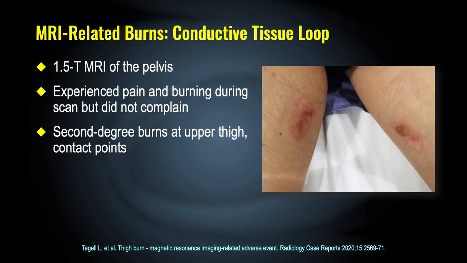Here's another example of a conductive tissue loop burn in which a patient underwent an MRI exam of the pelvis at 1.5 Tesla. According to the case report, the patient experienced pain and burning during MRI, but did not complain to the MRI technologist. Second-degree burns occurred in the patient's upper thigh contact points. This case and the prior ones highlight the importance of appropriate patient positioning and padding to prevent skin-to-skin contact points.